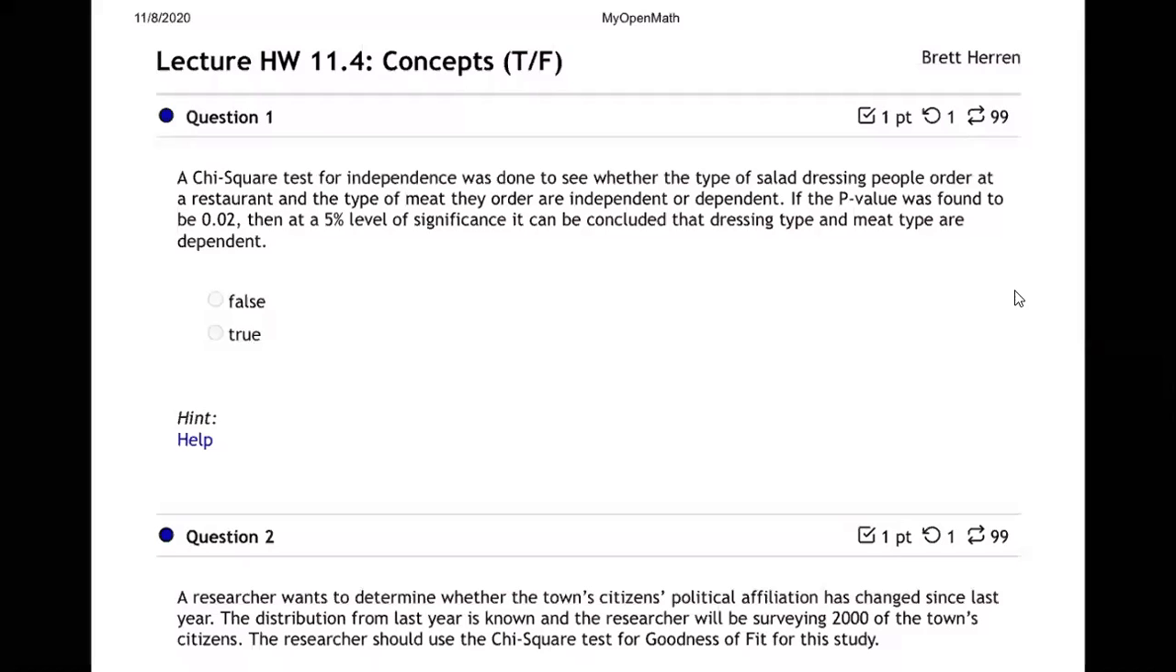Okay, first question. A chi-square test for independence was done to see whether the type of salad dressing people order at a restaurant and the type of meat they order are independent or dependent.